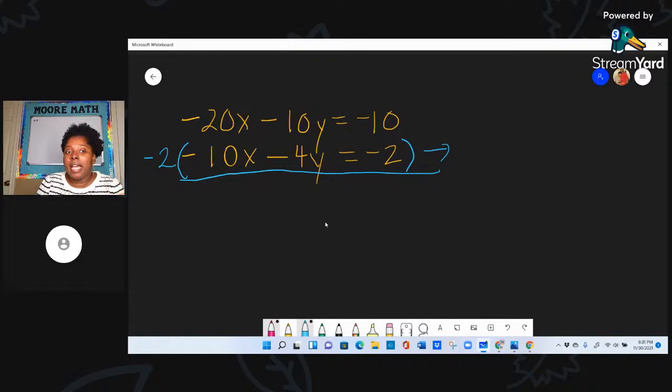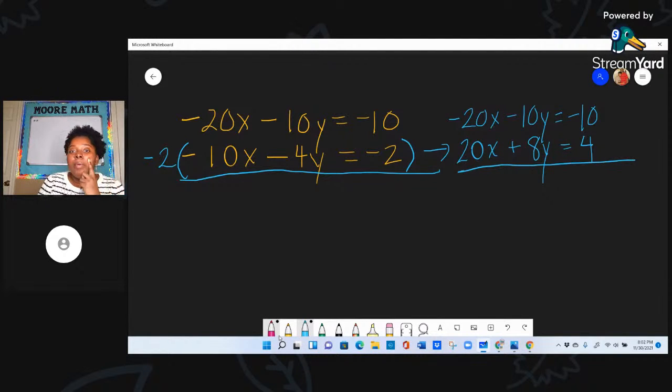So negative 2 times 10 for 10x. 20x. Negative 2 times negative 4y. 8y. Good. And negative 2 times negative 2. 4. Good. So nice job. Minus 10y. And we just leave the top one the same because now we have our opposites that cancel out. So now we can add these together and tell me what to do.